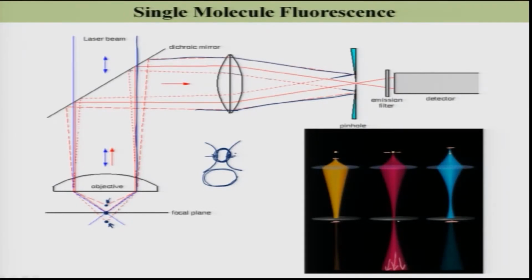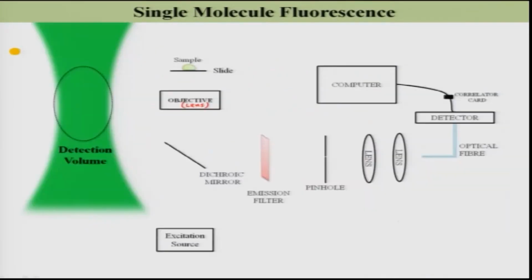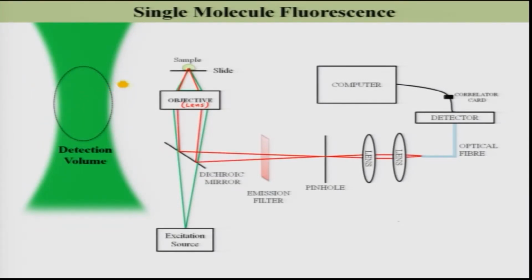You have an objective, you have this lens, and you are exciting the sample throughout, but just by putting this pinhole, you can actually restrict your observation volume. Now, I will go back to my animation. Once you excite, your molecule will start moving, because the molecular motion is random, it is a Brownian motion. So, once it enters over here, the signal passes through this pinhole and reaches the detector.